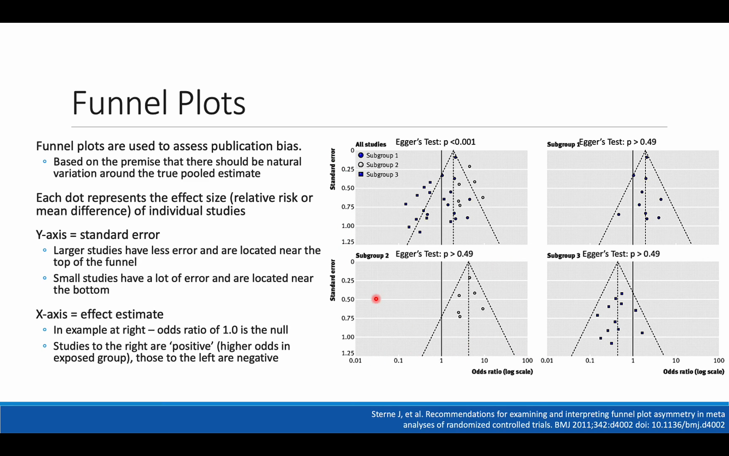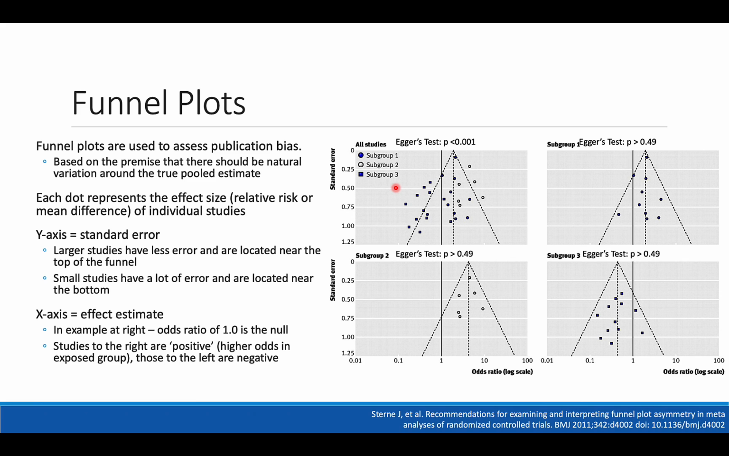So the y-axis has standard error, the x-axis has odds ratio. There's a solid line of no difference at 1, and if this was a continuous variable, this solid line would be at 0 for the mean. Then we've got our other vertical dotted line, which is our pooled estimate value, and each individual dot is one of the studies. What you need to know is that if a dot falls outside of the funnel plot, that is an indicator of publication bias.